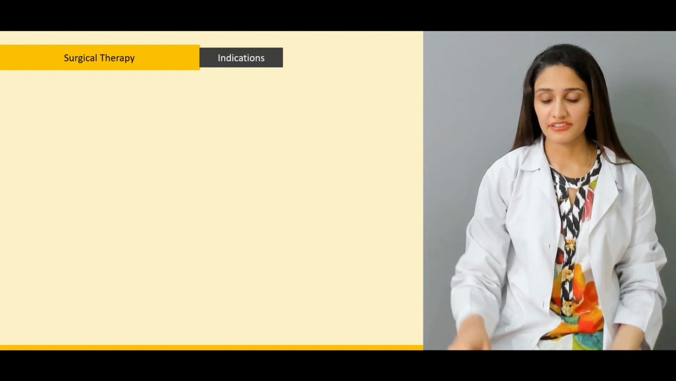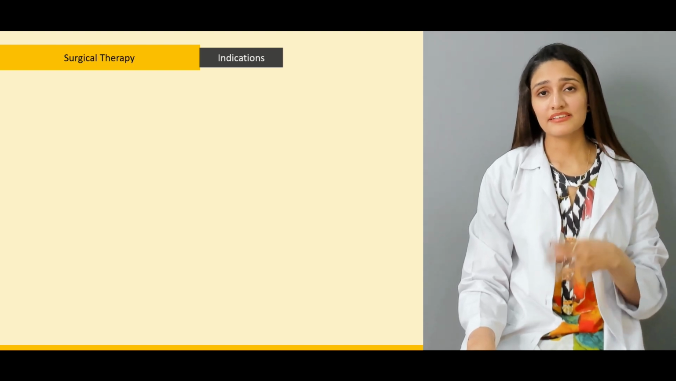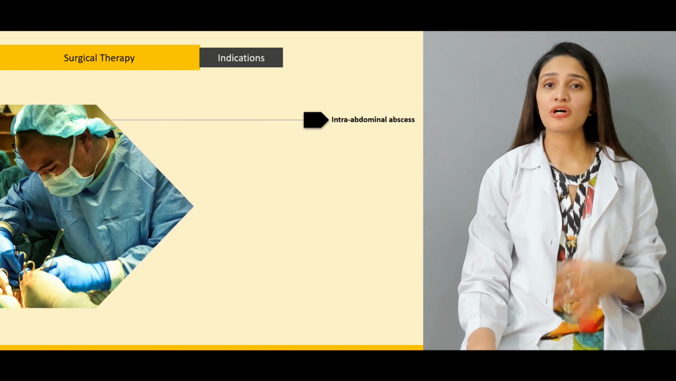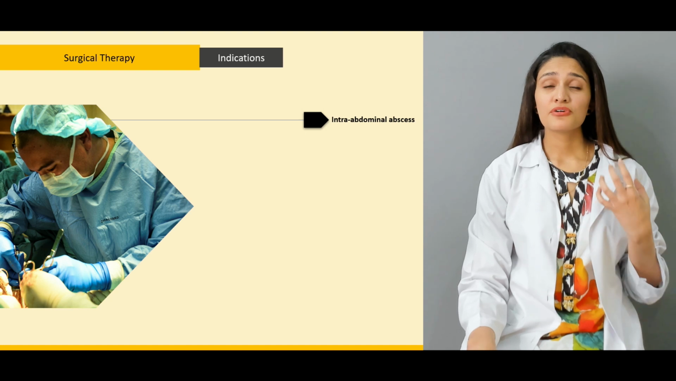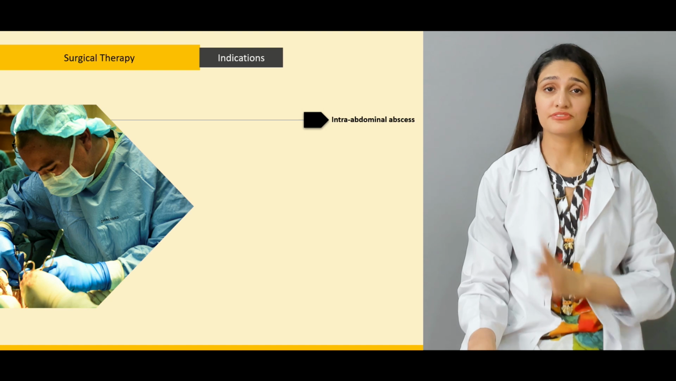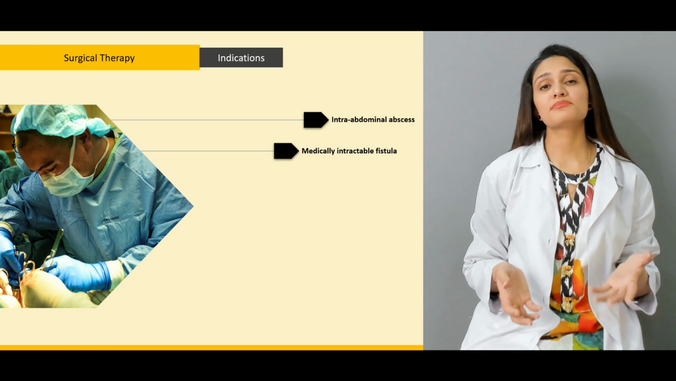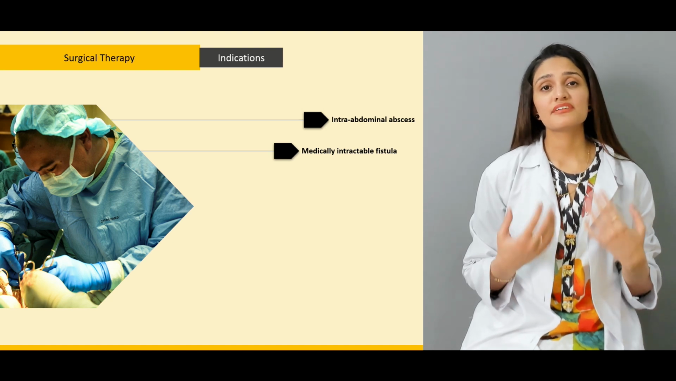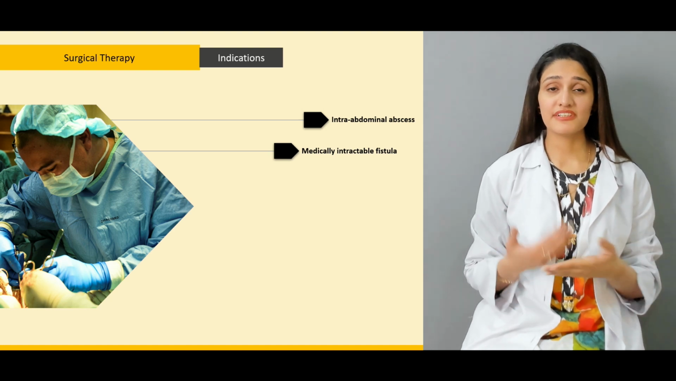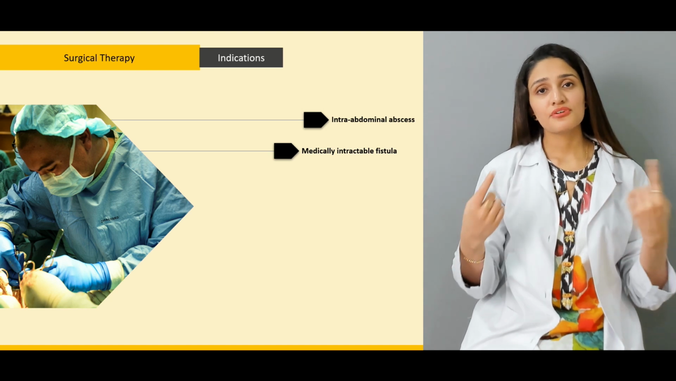Those patients are usually more responsive to surgical therapies. So, what are the specific indications that require surgeries? First, being intra-abdominal abscess. If there's an abscess within the intestine wall, the patient requires surgery as soon as possible. Other than that, if there is a medically intractable fistula, like we've mentioned that fistulas and fissures are one of the complications of Crohn's disease.